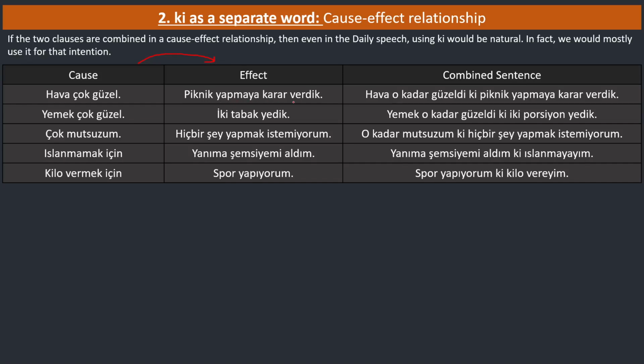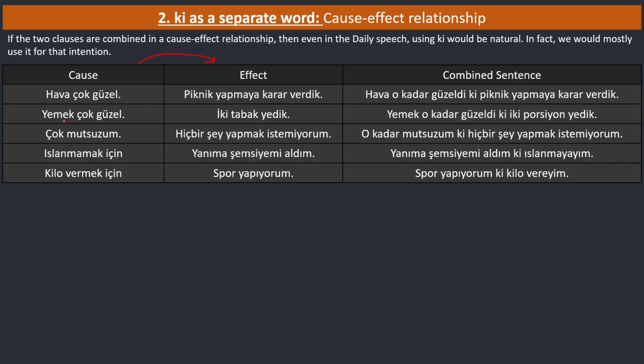Piknik yapmaya karar verdik. So we decided on going for a picnic. So hava o kadar güzeldi ki piknik yapmaya karar verdik. So the weather was so nice that we decided to go for a picnic. Okay? The weather was so nice and this caused us to go for a picnic. It made us want to go for a picnic.